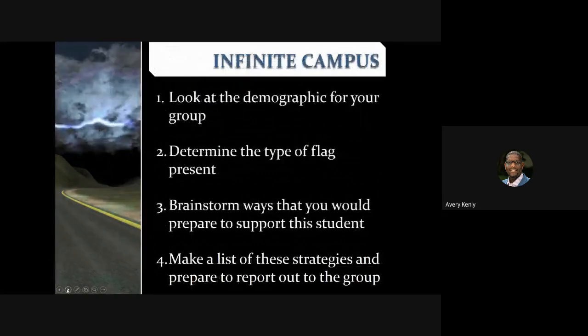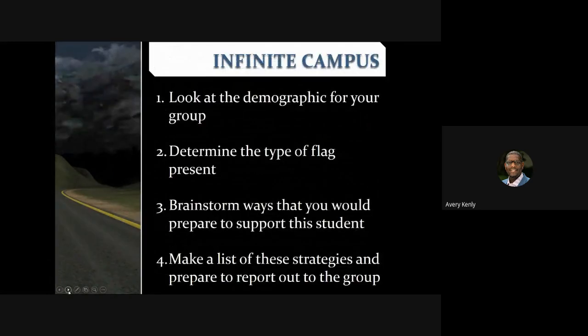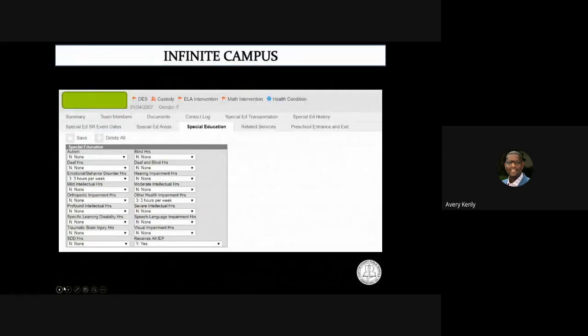So within Infinite Campus, there's a lot of information that you can find. If you look at this example, you will be able to find that this is a student that has a disability, and you can denote that by this DES. Some other information, you can see that they have the custodial status of that student. Also that student is receiving intervention services in math and English language arts, and also that this student has a health condition. So there's a lot that you can glean from Infinite Campus in relation to the students that you will be working with.